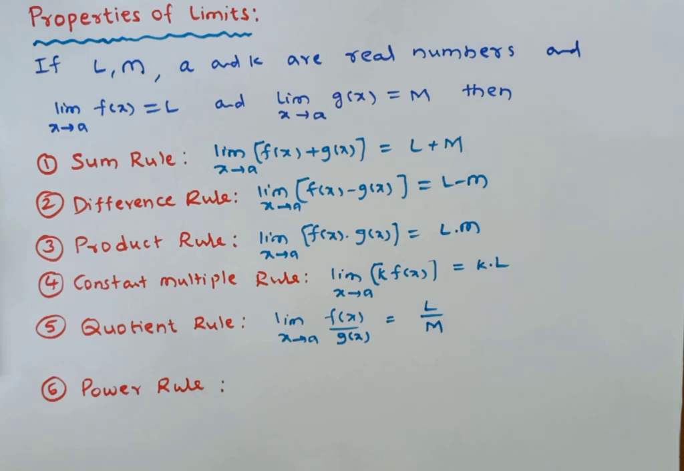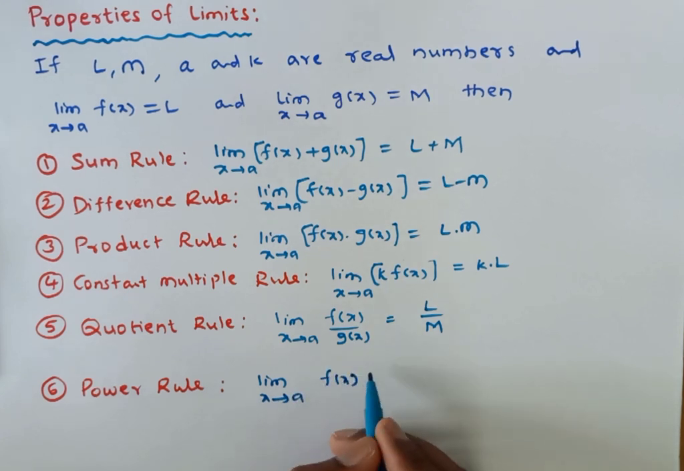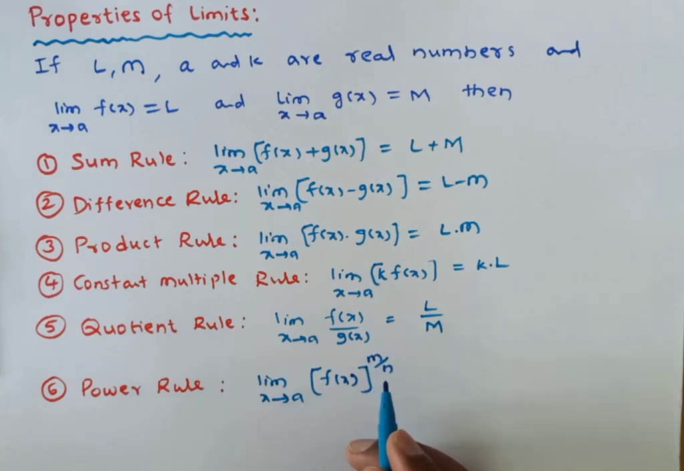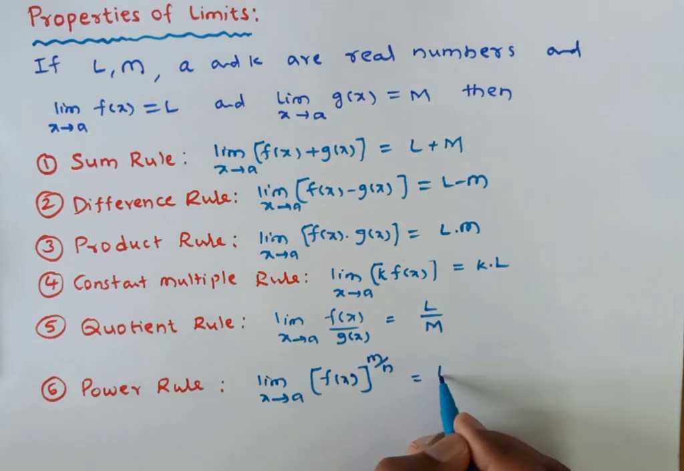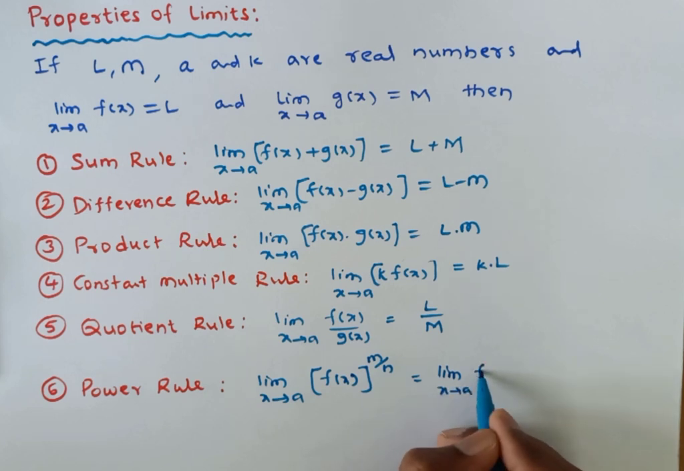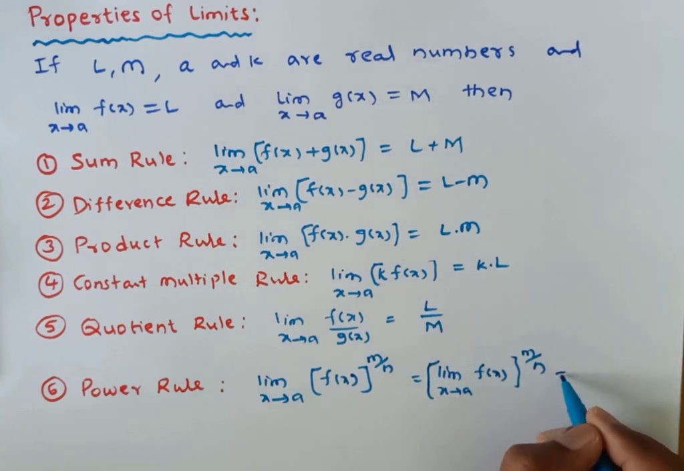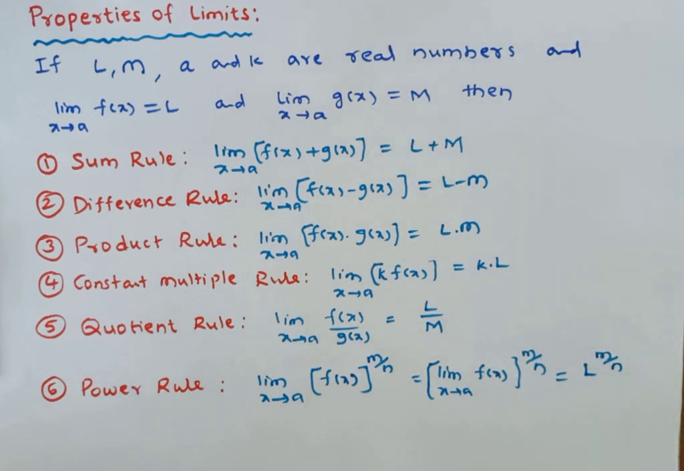If the function contains a power, then you need to apply the limit like this. If it is in the form of limit as x tends to a of f of x whole to the power of m by n, where m and n are some integers, then you can apply this limit as limit as x tends to a of f of x whole to the power of m by n also. That means it is L to the power of m by n. So these properties are used to find the limits.